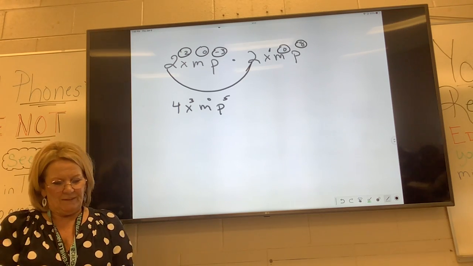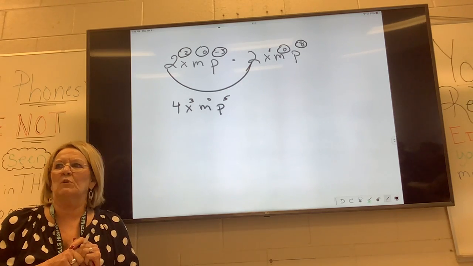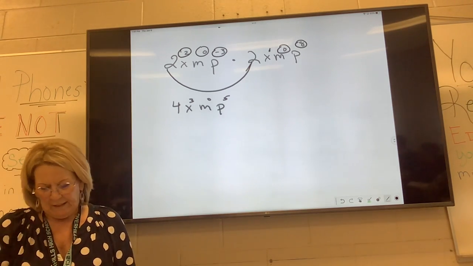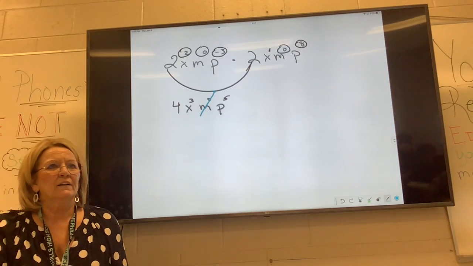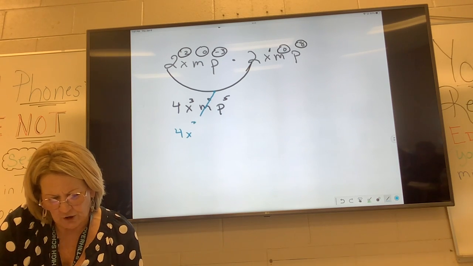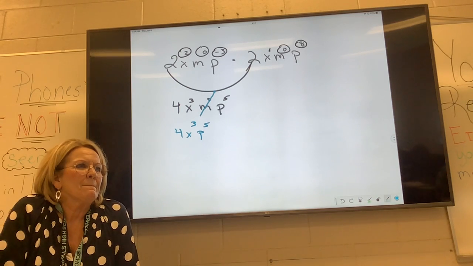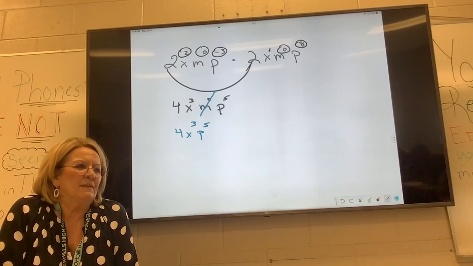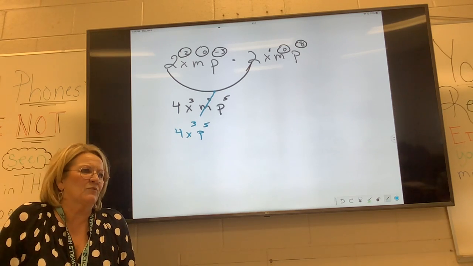I had the kids putting that in IXL, but IXL doesn't like that because what did I tell you? Anything to the 0 power equals 1. So if you have something to the 0 power, it's gone. Don't put it in. You're left with 4x cubed P5. Just don't put it at all, because it means it's 1. And it's multiplication. 1 times 4 is still 4.